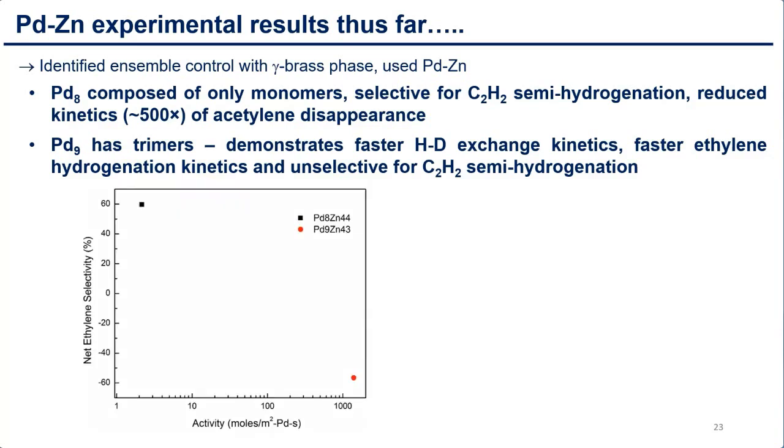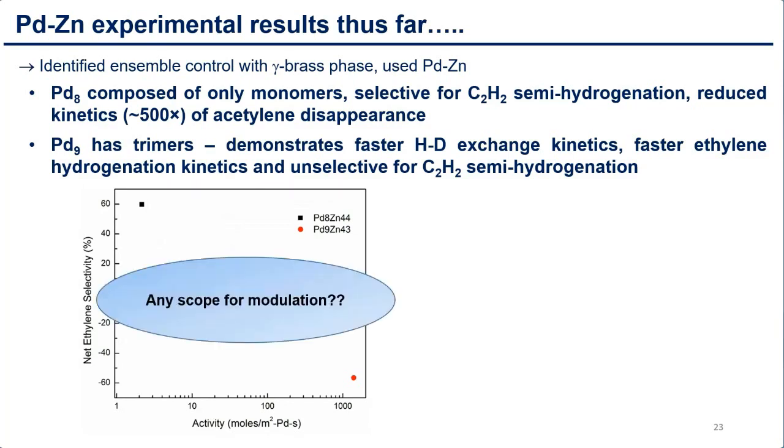So if I take those two data points, palladium-9 and palladium-8, and I put them on a graph of the net ethylene selectivity versus activity, what we find is palladium-9 has a very low selectivity but very high activity, whereas palladium-8 has low activity but high net selectivity for ethylene.